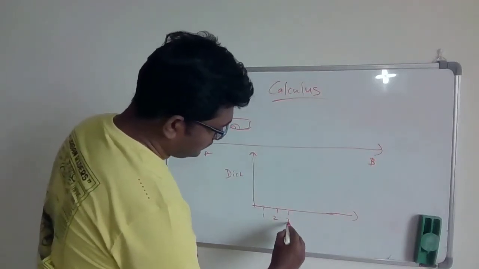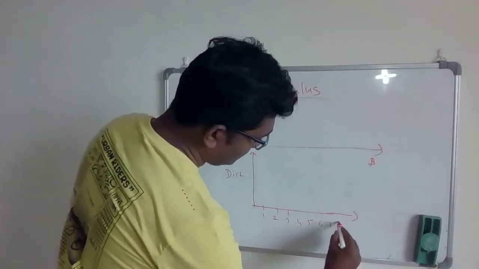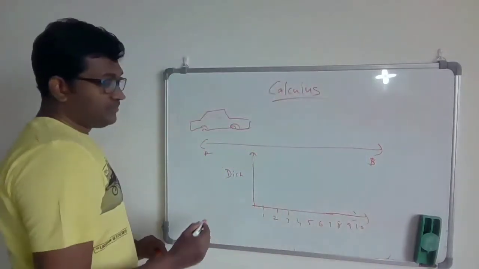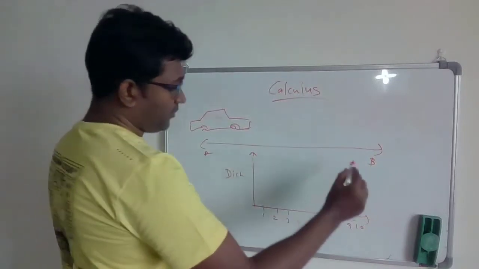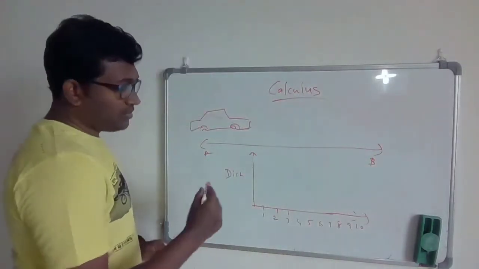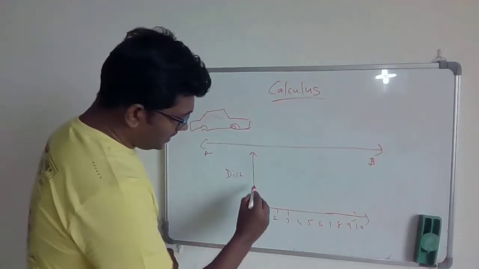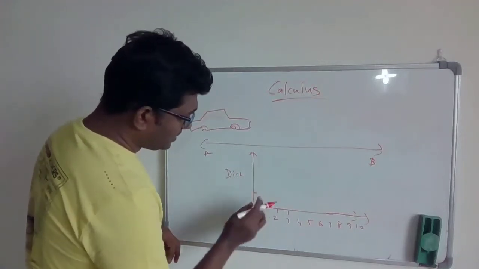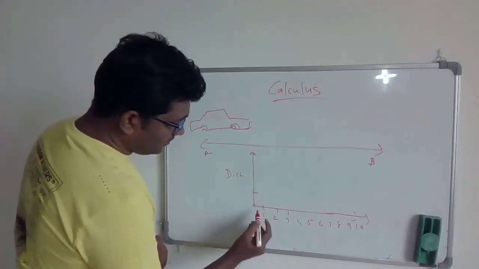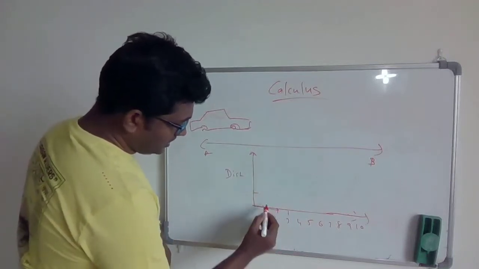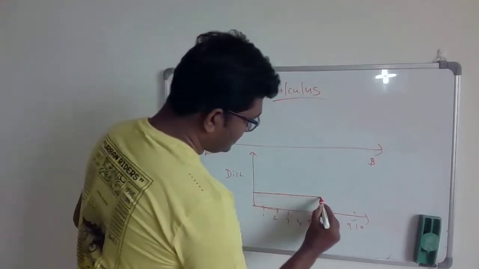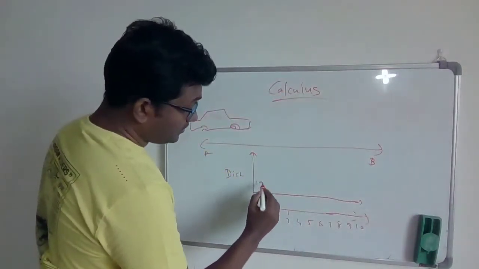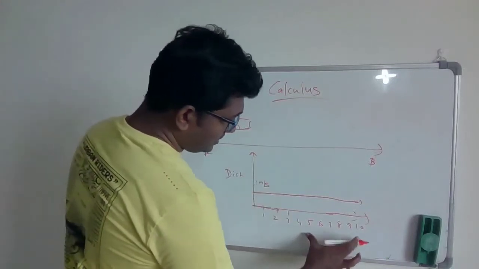1, 2, 3, 4, 5, 6, 7, 8, 9, 10. So you're traveling 10 seconds from point A to B. What will be the total distance covered? Let's take that you travel at a constant speed, just for the sake of simplicity. Let's say the speed is 1 meter per second, and the time traveled is 10 seconds.